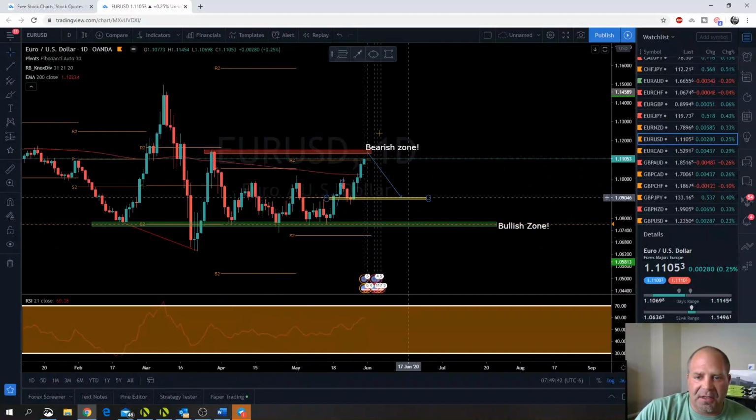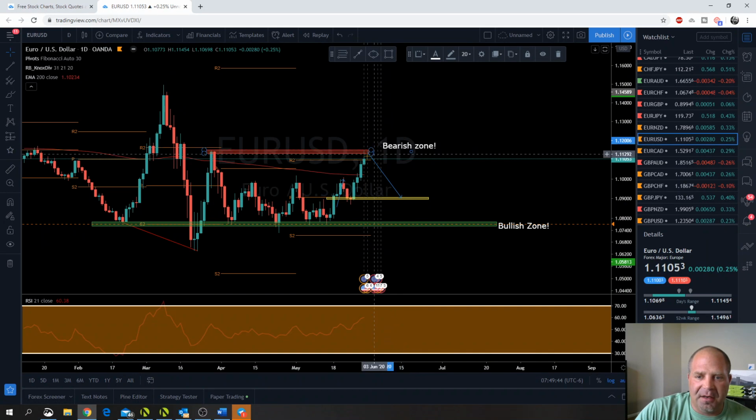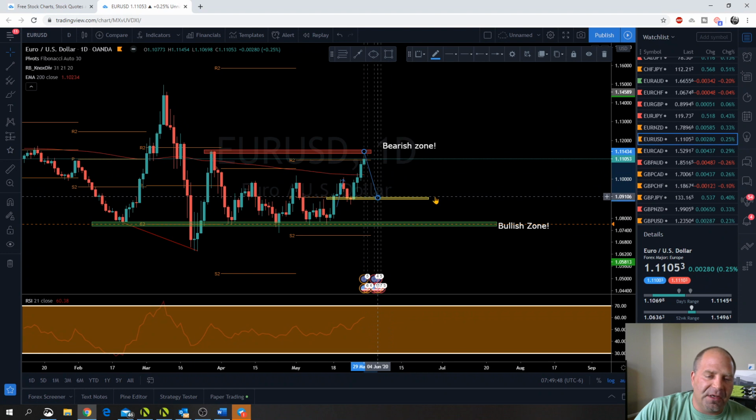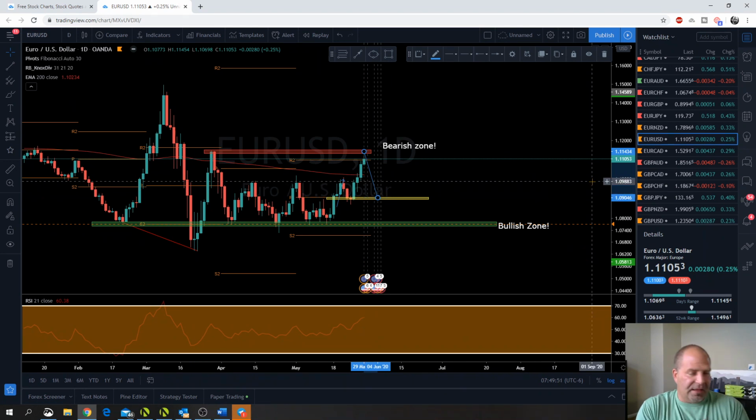Euro US dollar, I think we're going to go bearish. I do know it's non-farm payroll week. I do know the numbers aren't going to be historically great for the U.S. economy. However, they may not be as bad.